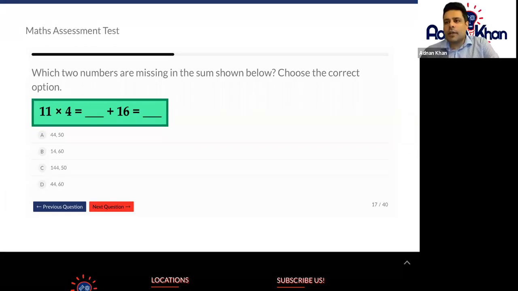Okay, so let's go for the next one. 11 times 4, and then we can just add 16 on top of that as well. So let's have a go at this one. Let's go to Asade.